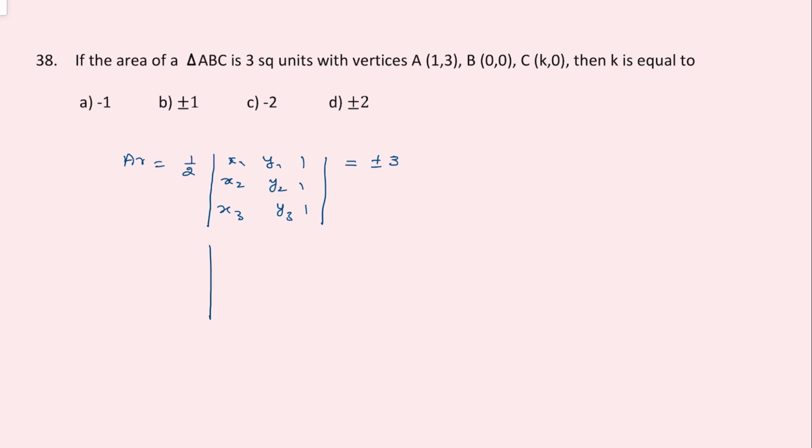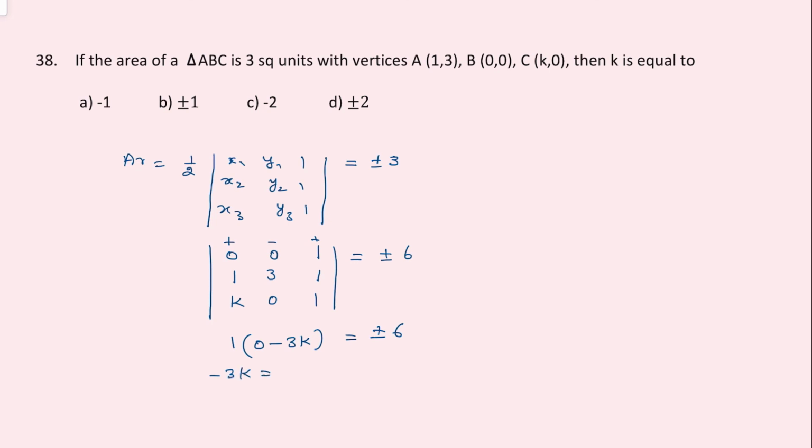I will substitute 0, 0 as the first point, so expansion of the determinant will be easier. In any order, you can write the points, no problem. K, 0, 1. I'm taking 2 to the other side. 2 threes are 6. Let us expand this determinant along the first row. So 1 into, the first two terms are zeros. So 1 into the third term will be 0 minus 3k, which is plus or minus 6.